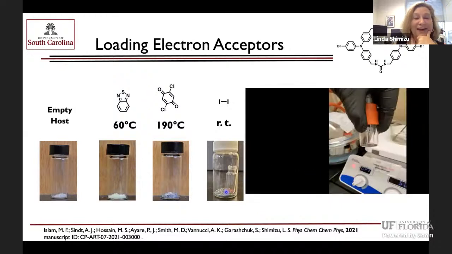Iodine, though, loads very fast. It's got a nice vapor pressure at room temperature. And so, in fact, it only takes about 2 minutes to load in 2-to-1 into these crystalline materials.